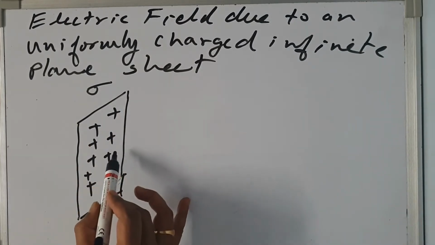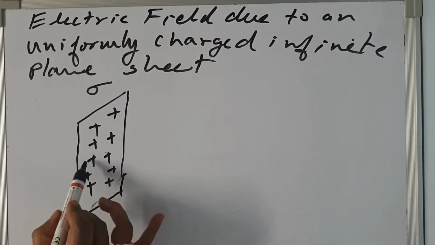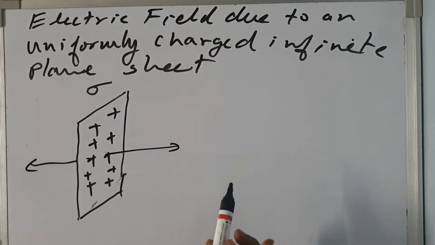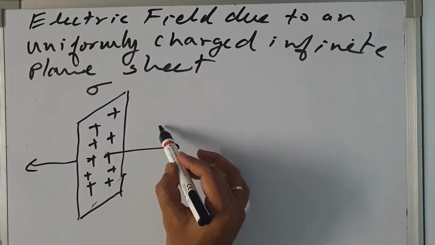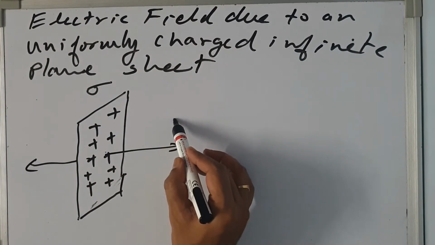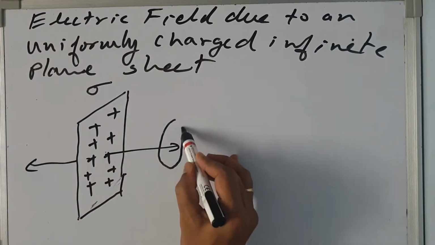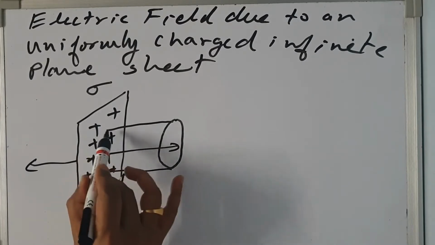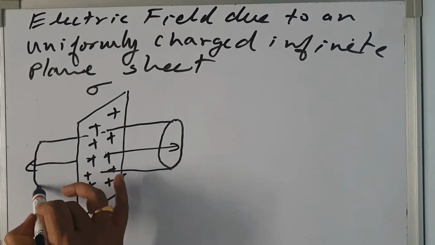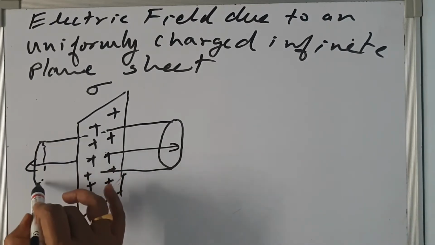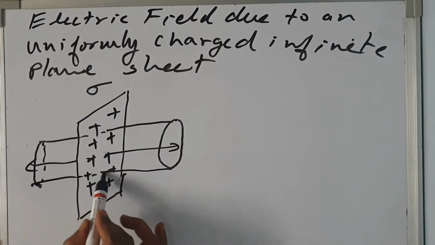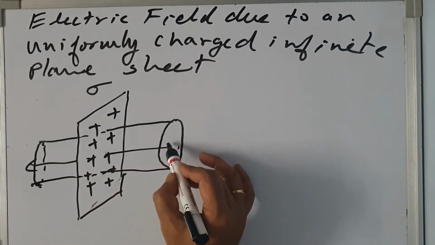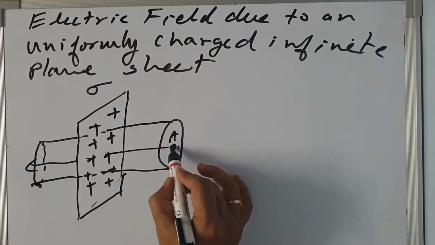Due to this plane sheet, there will be electric field coming perpendicular to the surface towards right as well as towards left. Electric field intensity in this direction as well as in this direction. Now, we are going to take a Gaussian surface in the shape of a cylinder. This is an imaginary Gaussian surface in the shape of a cylinder, each flat surface having area A. Our aim is to find the intensity of electric field at this point.